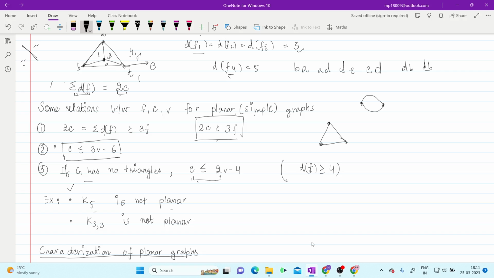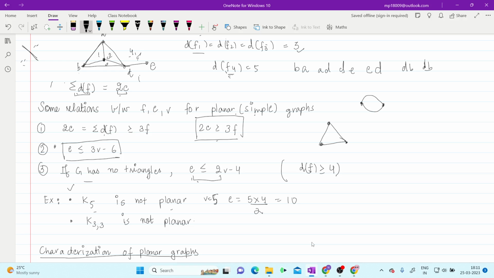So why can we conclude that K5 is not planar? K5 is the complete graph on 5 vertices. So what is the number of edges in K5? First of all, what is the number of vertices in K5? The number of vertices is 5. The number of edges is n times n minus 1 upon 2, which is 10.